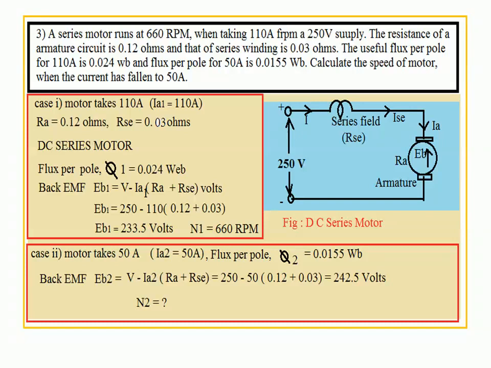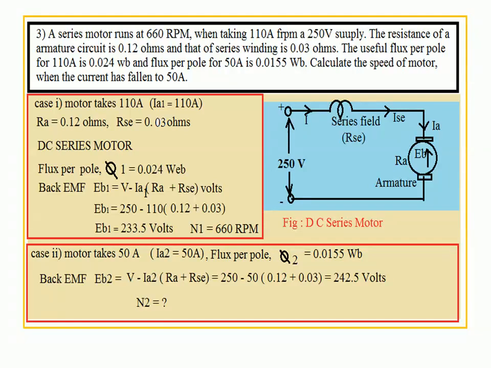So, you write down the parameters, then again same thing, flux per pole, it is given 0.024. This is for first condition. First condition, when motor takes 110 ampere, what is the back EMF? EB1 equal to V minus IA1 into RA plus RSC. RA is the armature resistance, RSC is the series field winding resistance. You substitute all the values, we are going to get EB1 equal to 233.5 volts.